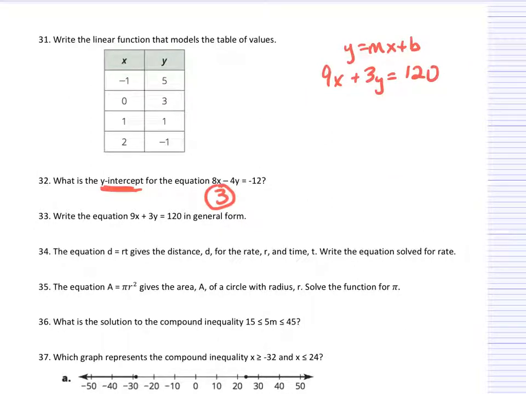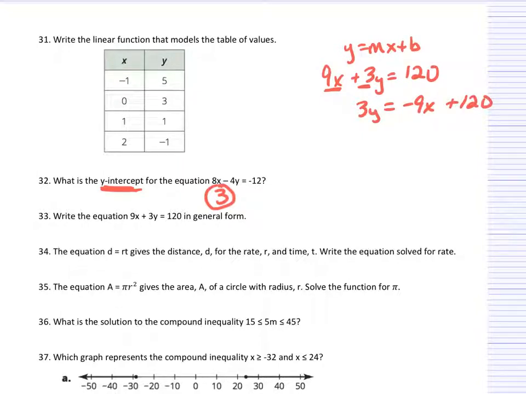Number 33, we are going to write this equation in general form, and general form again means get the y by itself. So the 9x and the +3 are on the same side as the y. I need to get rid of the 9x first because it is being added. So I would do an upside down t, and I would subtract 9x from the other side, which would give me a -9x with a +120.